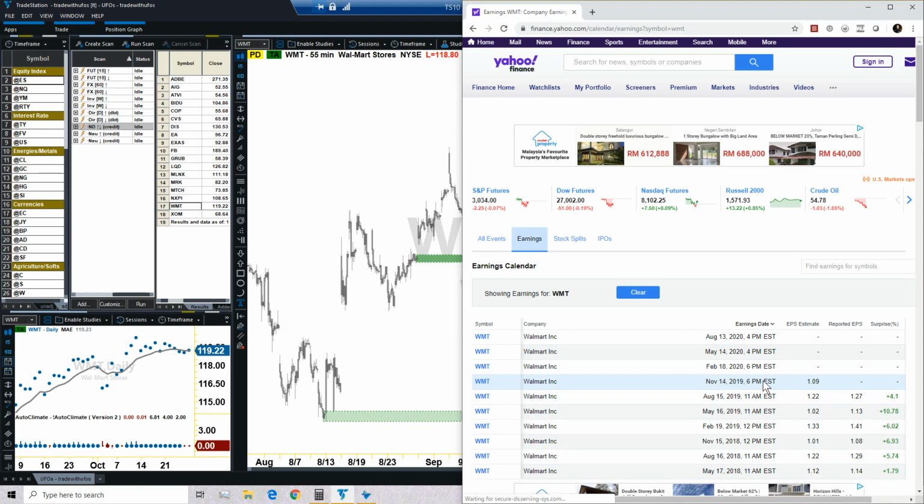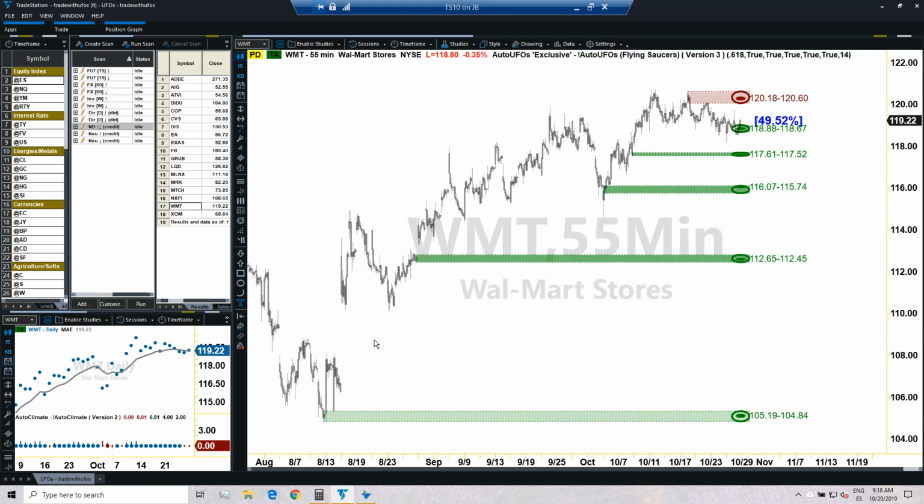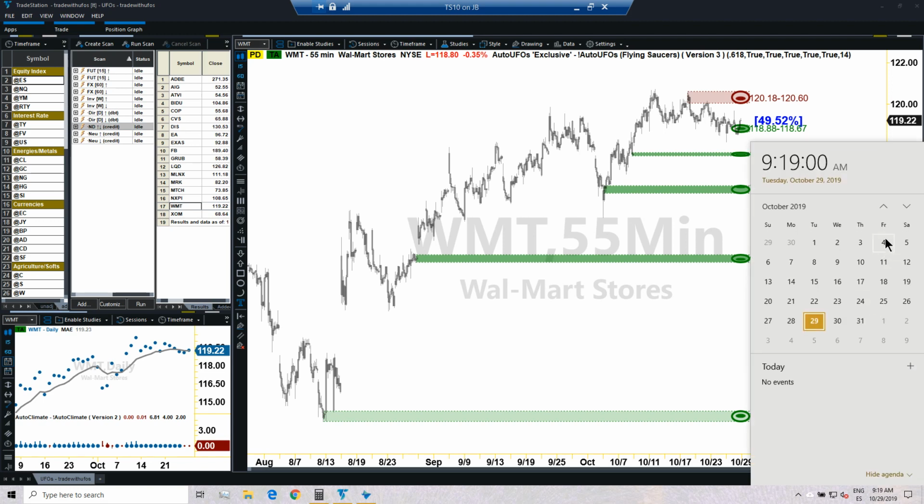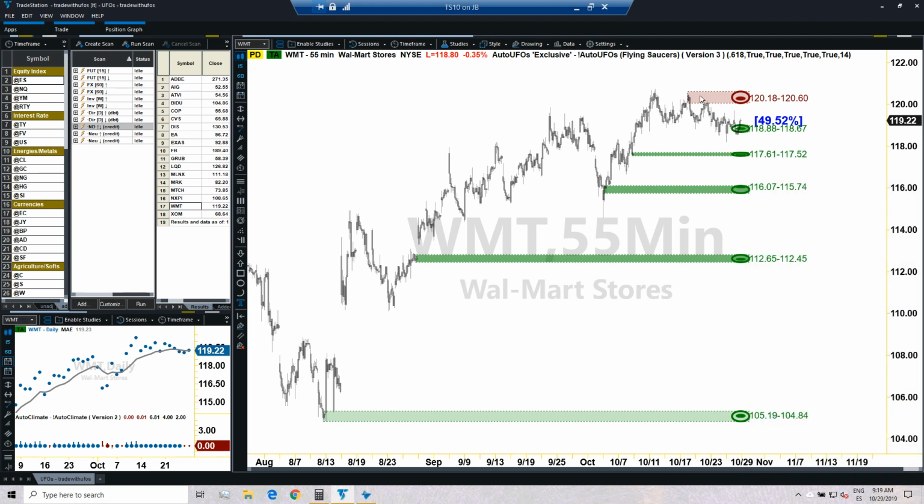So that would be November 14, meaning that this would allow us to use November 8. Again, when looking at the calendar, November 14 happens to be here. So the prior Friday is November 8. So we can use November 1st or November 8. But to do that we need multiple UFOs.